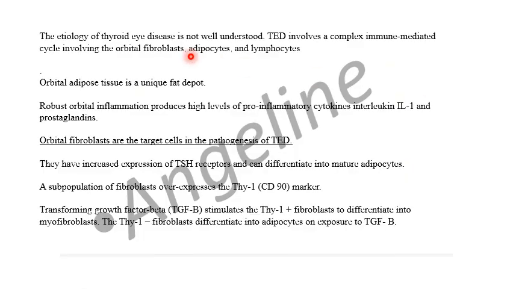So, as I told you, it is not well understood. Orbital adipose tissue is a unique fat depot because it responds to TSH. Of course, it has come up from fibroblasts, but on its own, it also responds to TSH. No other fat will respond to TSH. Robust orbital inflammation produces high levels of pro-inflammatory cytokines. We are not going to go into the inflammatory cascade. Now, what are the target cells? It is the fibroblasts. Among the three, the target cells are the fibroblasts. They have increased expression and they also have growth factors. I'm not reading them individually.